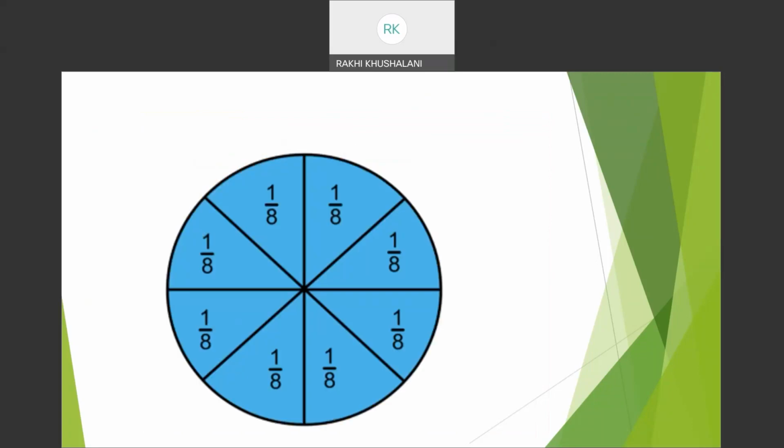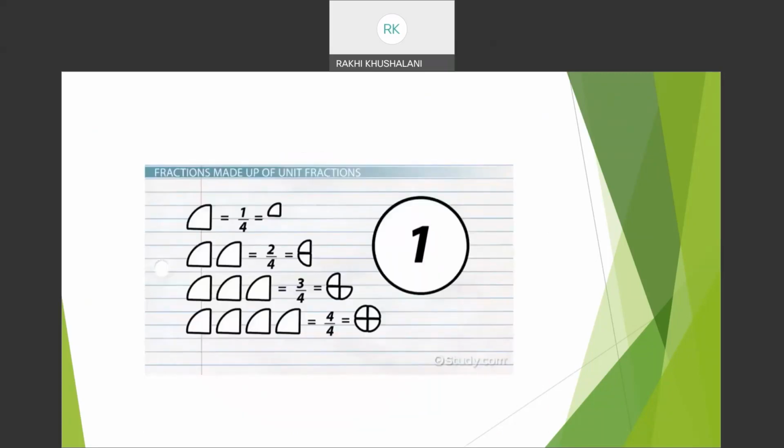Fraction of pizza: 1 by 8, 1 by 8, 1 by 8, 1 by 8, all added together will make 8 by 8. That means one whole circle. You did this yesterday. This is what our activity was about. You people took all different shapes. Everyone took a shape of their choice and we did it.